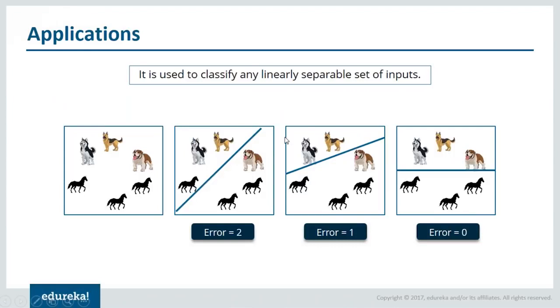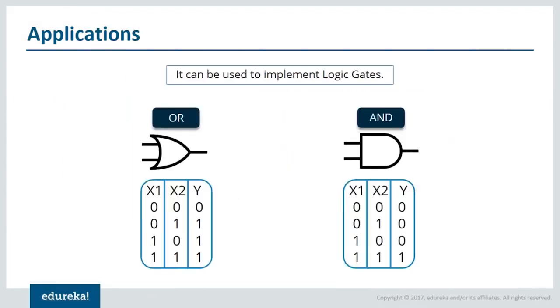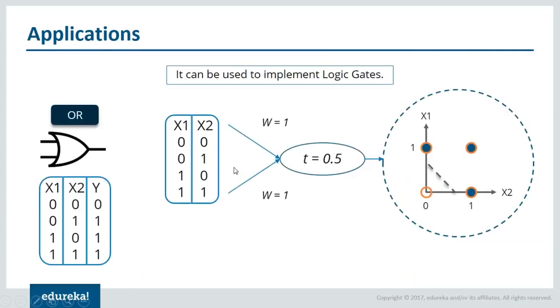in order to classify any linearly separable set of inputs. Now we can even use it to implement logic gates, that is OR and AND. Let me tell you how you can do that. First we'll look at the OR gate. According to the truth table, we have two inputs, x1 and x2. If both are 0, we get a 0. If any one of the inputs is high, or any one of the inputs is 1, we get the output as 1. So we need to make sure that our weights are set in such a way that we get the same output. When the value of the weight is equal to 1, and we provide the inputs x1 and x2, after passing through this activation function we get this sort of a graph, which is the graph for our OR gate.